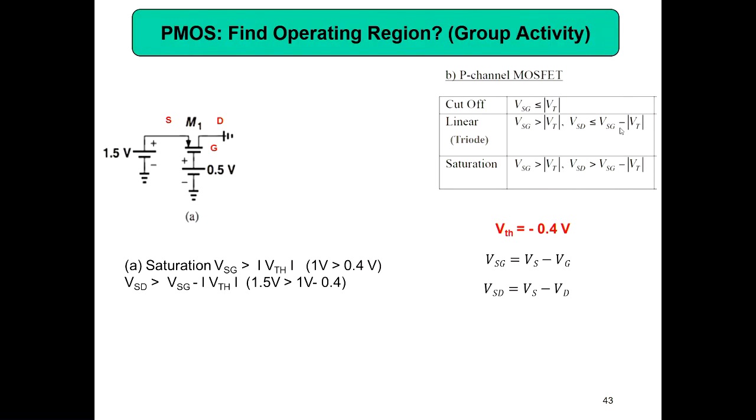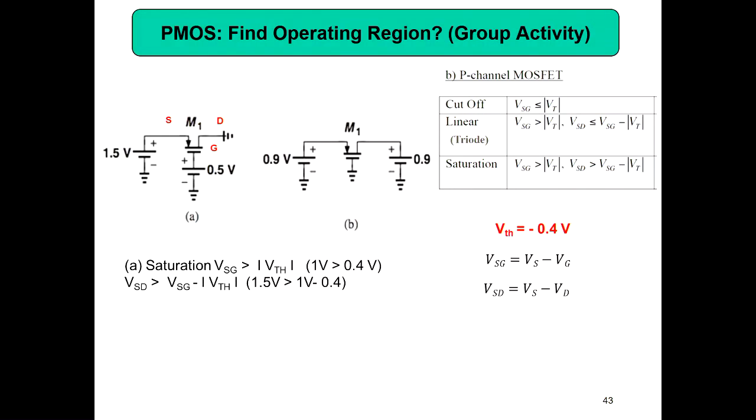Definitely it is the saturation region. You can find VSD, VS minus VD. VS equals 1.5 volt with respect to ground, and here it is 0. So VSD equals 1.5. Then you can find VSG minus VTH. VSG is VS minus VG, which is equal to 1 volt, minus the modulus of VT, 0.4 volt, giving 0.6. So your 1.5 is greater than 1 volt minus 0.4, that is VSG minus the modulus of VTH. So please take the modulus, then you don't have to worry about the polarity.